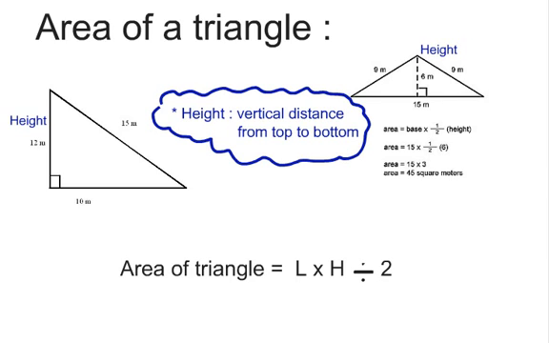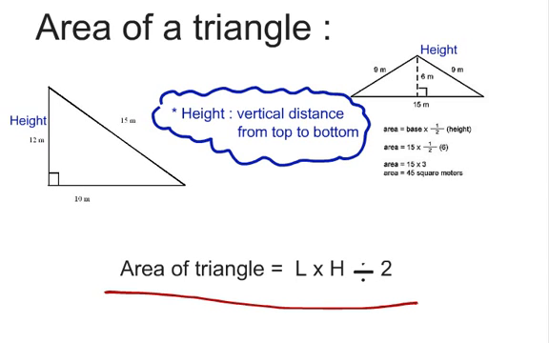The area of a triangle is a bit different. So the area of a triangle is measured with the formula written at the bottom here. Length times height divided by 2. Why do we need to divide by 2?